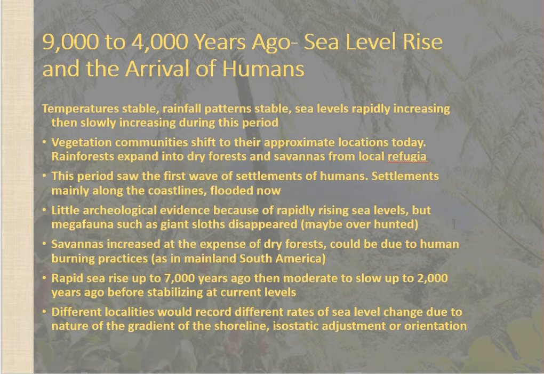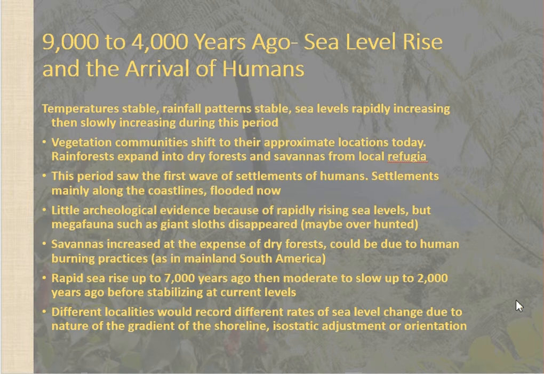Certainly in Trinidad, the western parts of Trinidad along the Gulf of Paria were thought to have natural savannas at the time, according to the British when they took over in 1797. I'll show you the map which seems to state that. So it could be that humans had increased the extent of savannas at the expense of dry forests due to human burning practices. Okay?